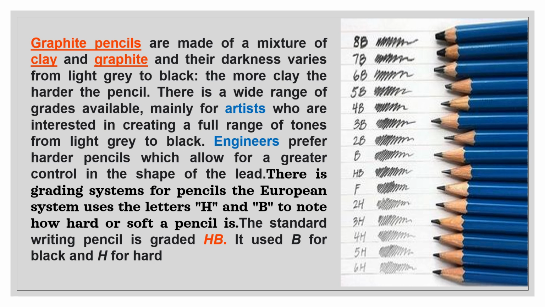There is a grading system for pencils. The European system uses the letters H and B to note how hard or soft a pencil is. The standard writing pencil is graded HB. It uses B for black and H for hard.